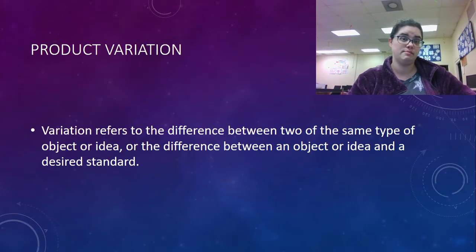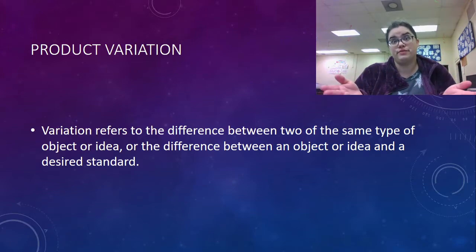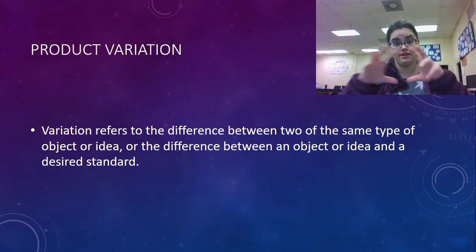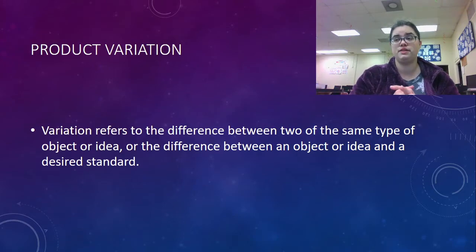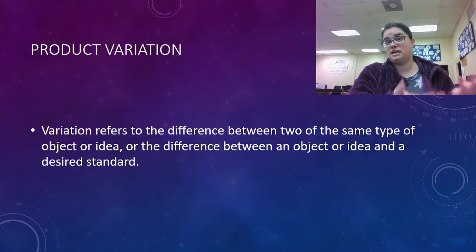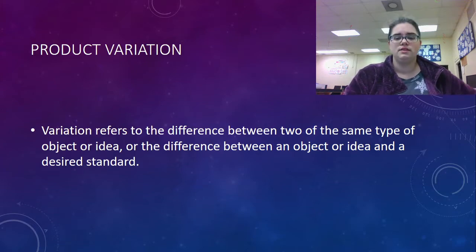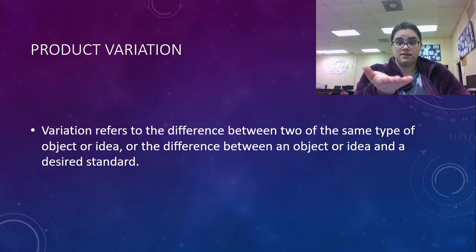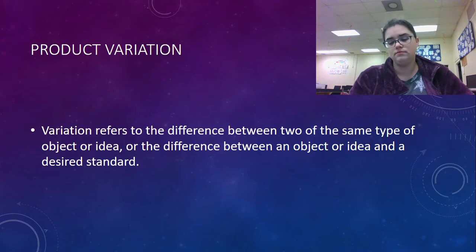So we're going to talk today about variation. Variation means that things are different, basically. You have variation within a certain species, you have variation within populations. If you make something, it's going to have variation from one to the next to the next. It's basically saying that two things that are the same type of thing are still different, or here's something, but it's different from the ideal.